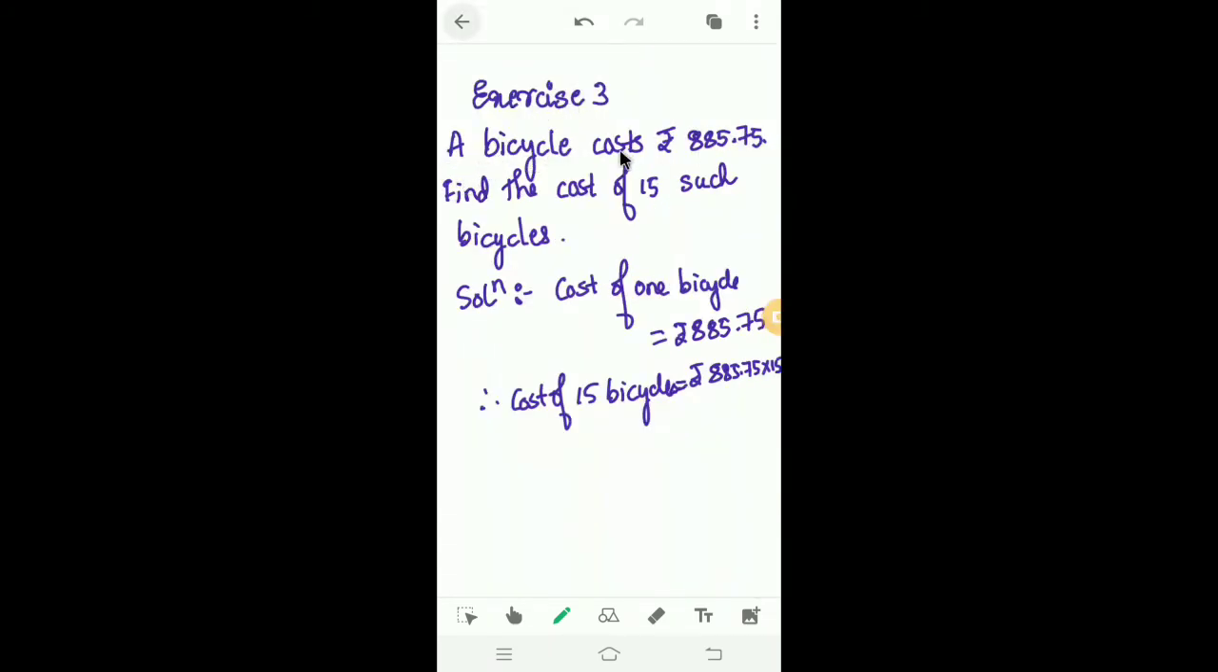Let's solve exercise 3. A bicycle costs rupees 885.75 paise. Find the cost of 15 such bicycles. Let's see the solution. Cost of one bicycle is equal to 885 rupees 75 paise. Therefore, cost of 15 bicycles is equal to rupees 885 rupees 75 paise into 15.